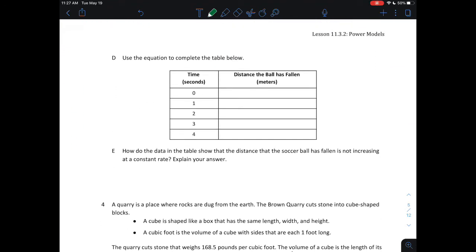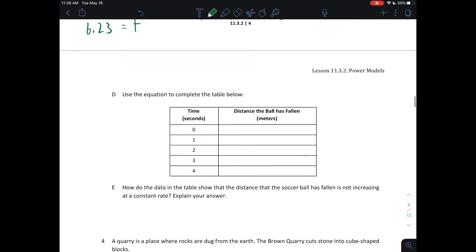Continuing with the same example on the next page, part D, use the equation to complete the table below. Now they're giving us values for time, and we're going to put those values in to find the distance that the ball has fallen. So remember, our equation is d equal to 4.9 t squared. So now when time is equal to 0 seconds, how far has the ball fallen? First of all, before even using the equation, just think of this intuitively. No time has passed, which means you haven't dropped the ball. So it wouldn't have fallen. So what has to be the distance? It has to be 0.